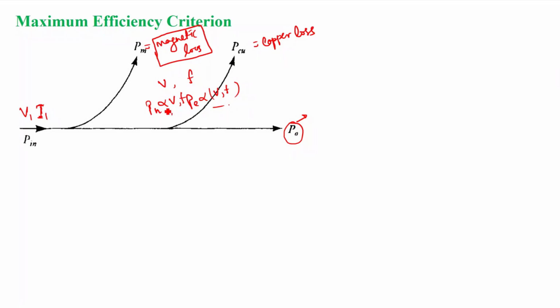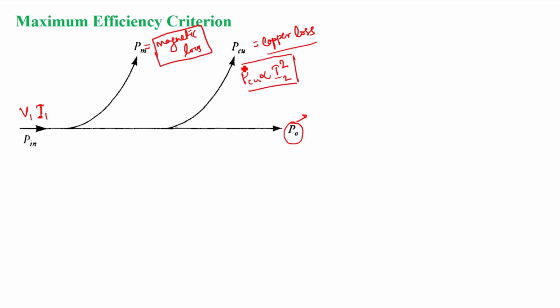So therefore, unless there is a change in the voltage magnitude and frequency, there is no change in the magnetic loss. It will remain constant at no load also till full load. But the copper loss, if we see, it is a function of I2 square, right? If you see the copper loss, it is directly proportional to I2 square.